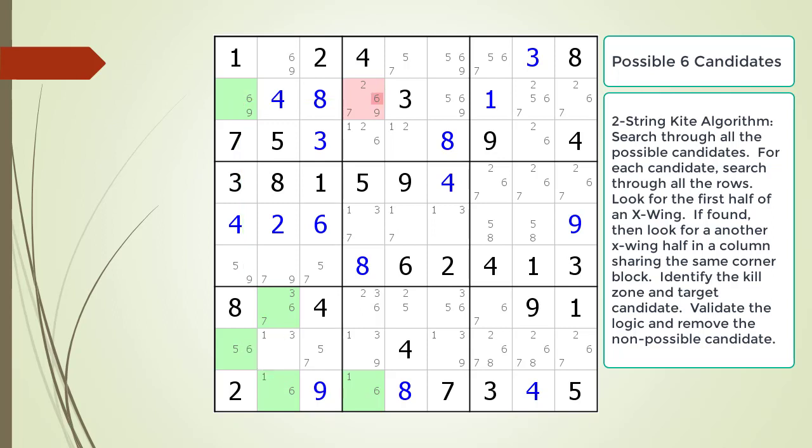So our logic is confirmed. All 5 scenarios result in our target candidate in our kill zone being killed. We remove the non-possible candidate from the puzzle.